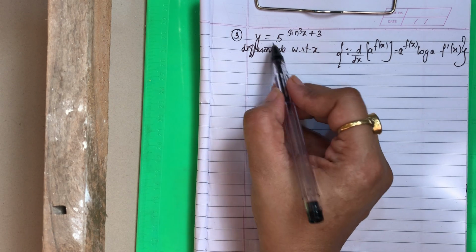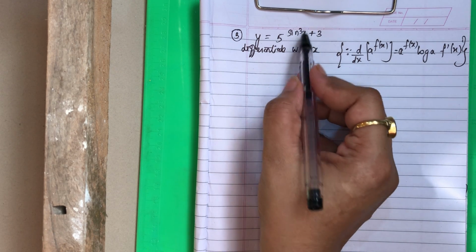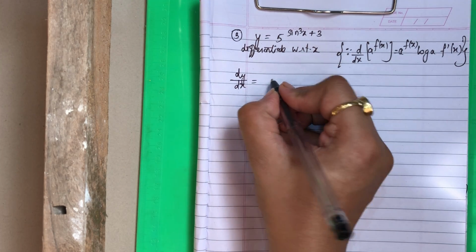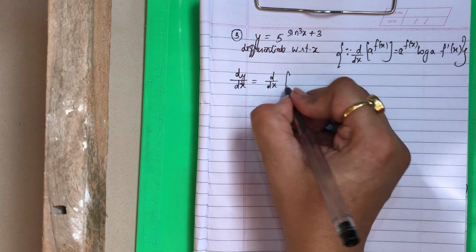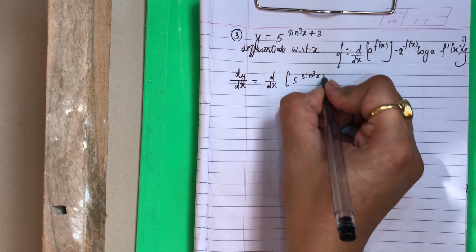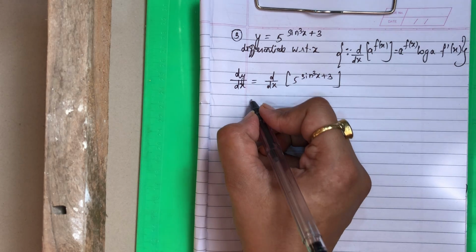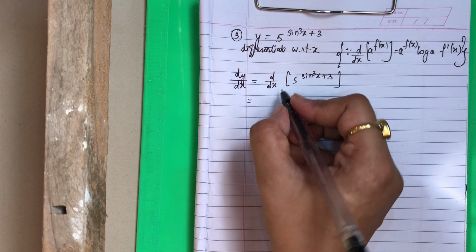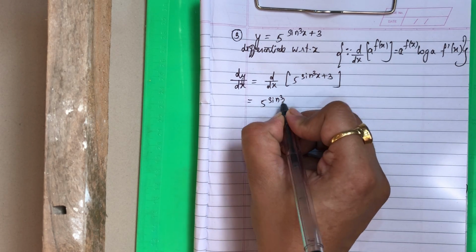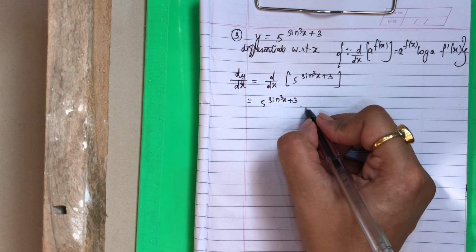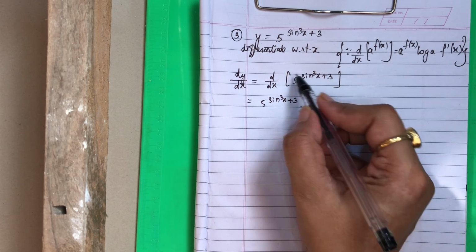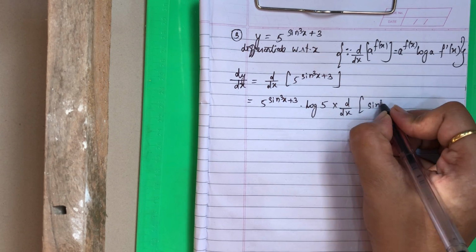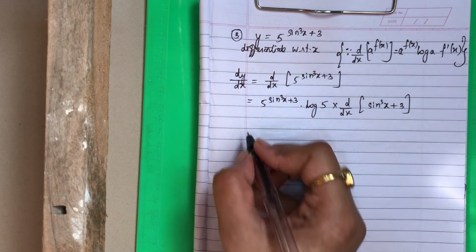Here the value of a is 5. f(x) is sin³x + 3. So we are getting dy/dx equal to d/dx of 5 raised to the power (sin³x + 3), that is a raised to the power f(x), that is 5^(sin³x + 3) into log 5, because a is 5, into d/dx of (sin³x + 3).